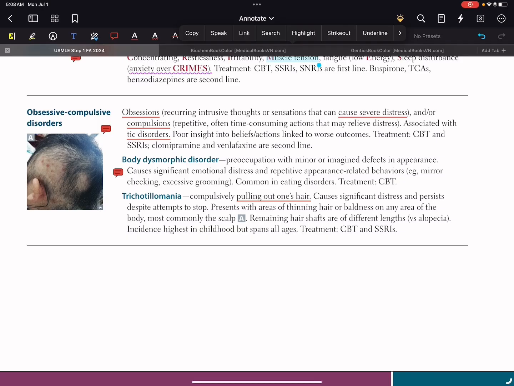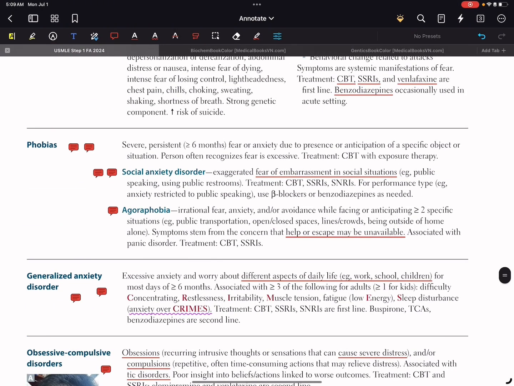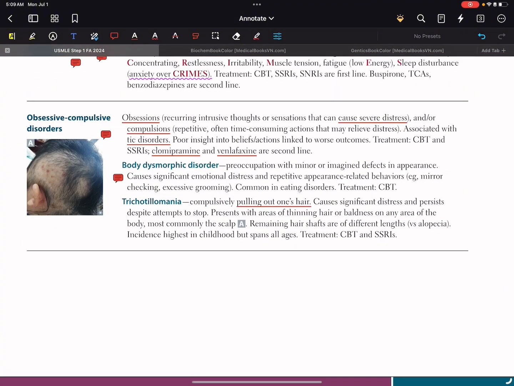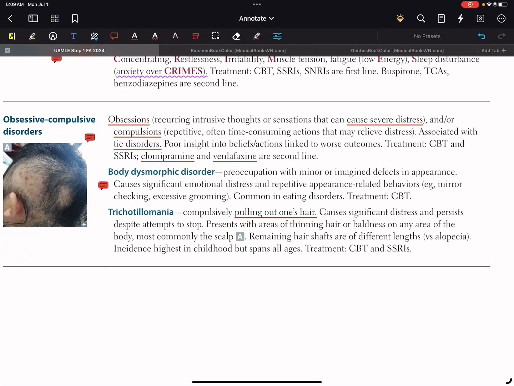Poor insight into beliefs, action linked towards outcomes. Treatment, CBT and SSRI, clomipramine, venlafaxine. Venlafaxine is second line, and was also used in panic disorders and OCD. What is most obsessions? Recurring intrusive thoughts. The obsessions cause severe distress. Compulsions are the time-consuming actions that relieve the distress. Obsessions are the thoughts. Compulsions are the actions.